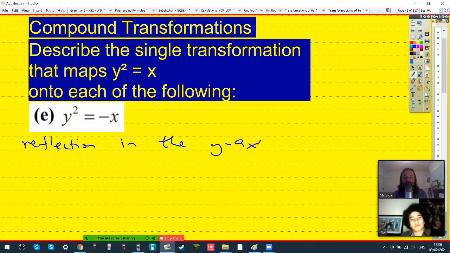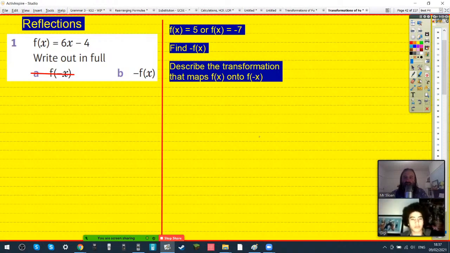So before, when we were adding and subtracting, that's a translation. If you change the sign, that's a reflection. And if it's in the x direction, that means it's in the y-axis. A lot of these are backwards. Okay, this one.